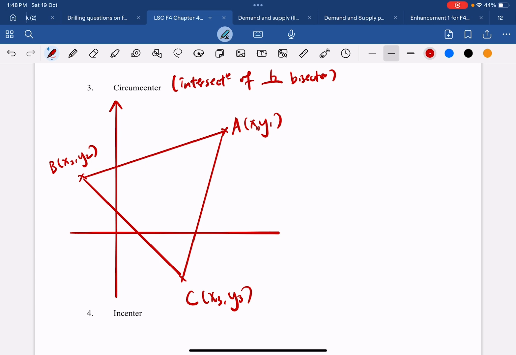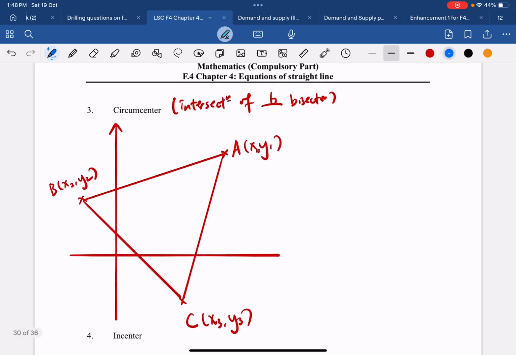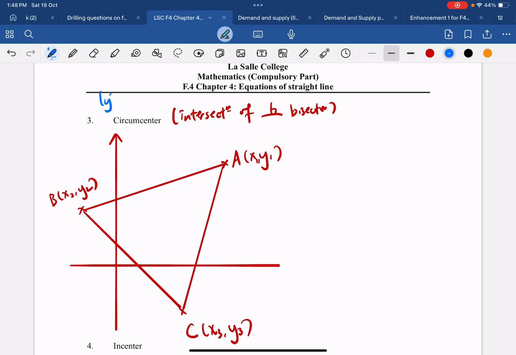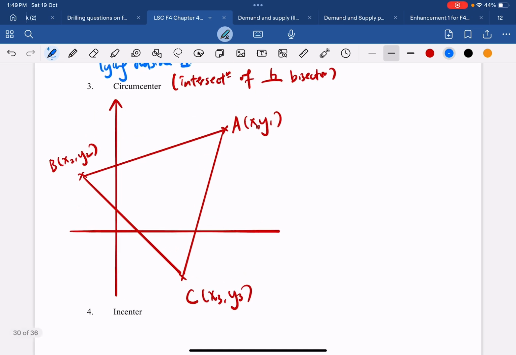Just one reminder first: orthocenter and circumcenter have the chance of lying outside the triangle, if it is an obtuse triangle. But for sure, centroid and incenter, no matter if it's an acute angle triangle or obtuse angle triangle, will still be inside the triangle. So centroid and incenter must lie inside the triangle. Okay, so we just said that circumcenter is the intersection of perpendicular bisectors.